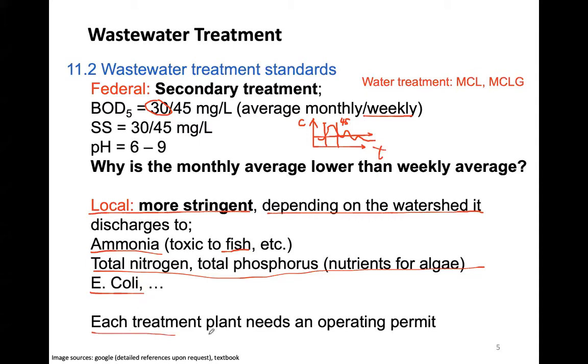And also each treatment plant actually needs an operating permit. So we have to check what the water quality is. And also they need to prove that they're able to do these treatment processes because we don't want to accidentally spill the contaminants into the drinking water systems, right?